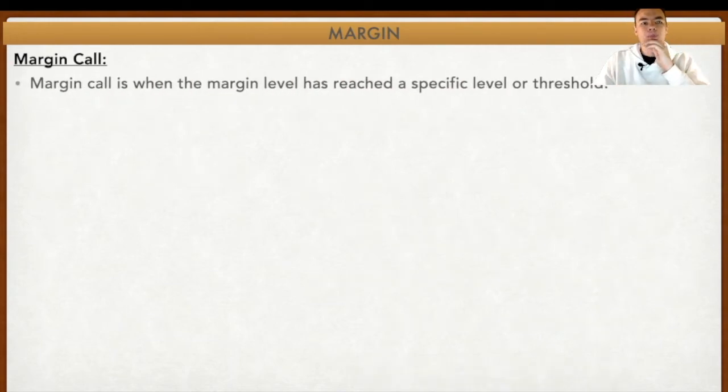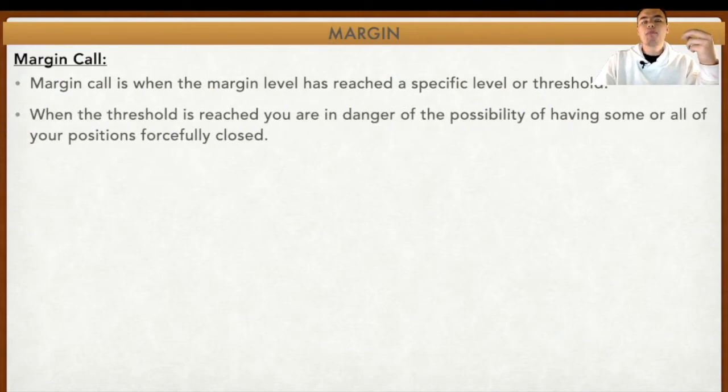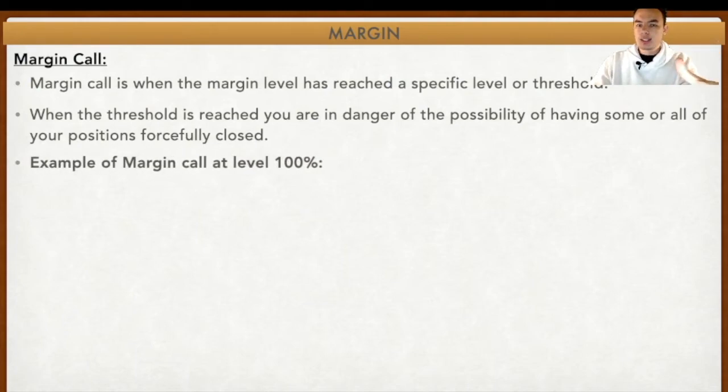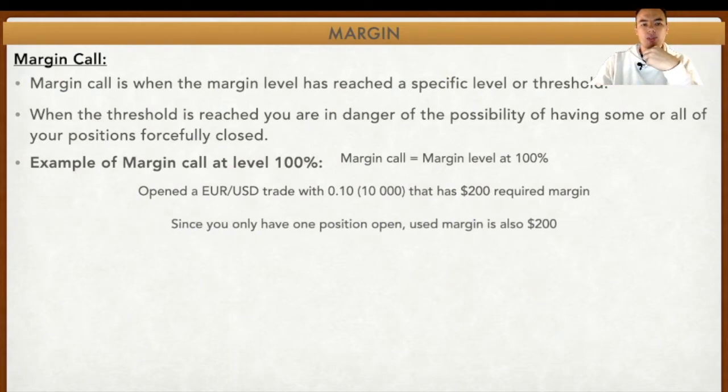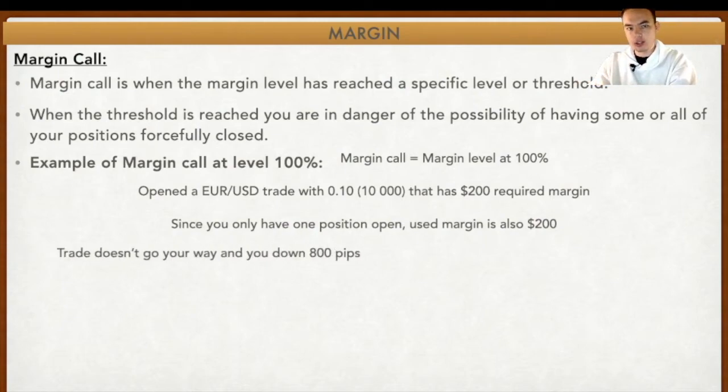Margin call. A margin call is when the margin level has reached a specific level or threshold. When the threshold is reached, you are in danger of having some or all of your positions forcibly closed by your broker. Here's an example at 100%. Margin call: open a EUR USD trade with 0.10. $200 required margin. Since you only have one position open, used margin is also $200.